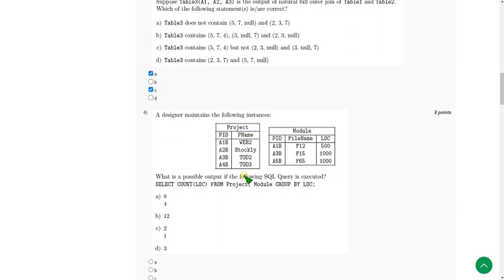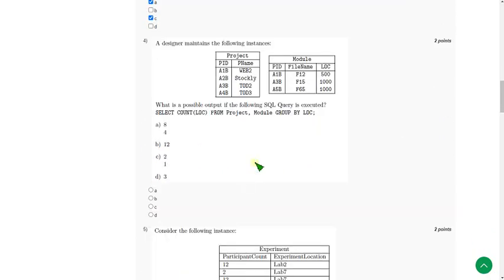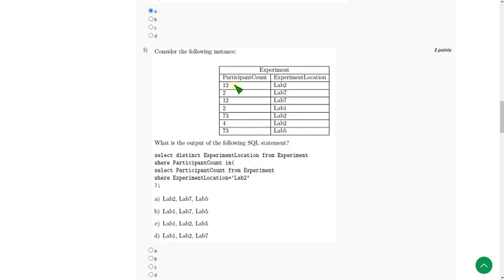And moving on to fourth question. So I have actually created two tables and I have executed this query. Then I got the answer as option A. That means 8 4. So mark directly option A for fourth question. Moving on to fifth question. So this question is also executed. So I got the answer for fifth question as option A, lab 2, lab 7 and lab 5. That means first option. So mark option A.